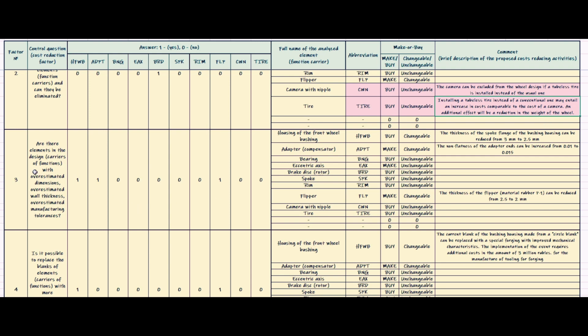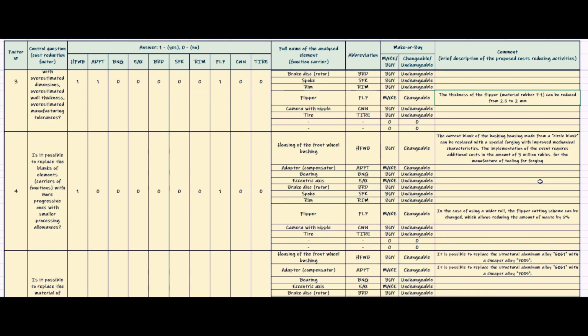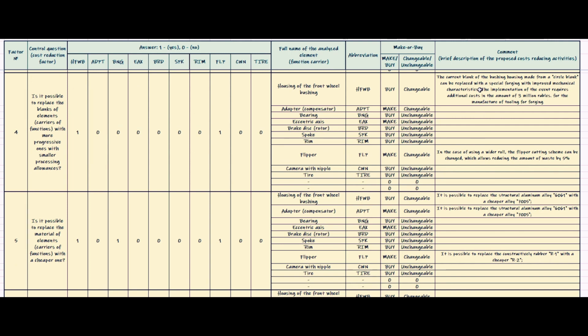On control question number 3, which relates mainly to the competence of design engineers and stress engineers, the comments column presents measures for changeable carriers of function and changing the thickness and requirements of nut flatness. On control issue number 4, which is within the competence of technologists, options are also presented for changeable components, bushing and flipper housing, for replacing a blank from a circle with a blank from a forging, and for changing the weight of the roll used and the cutting scheme.